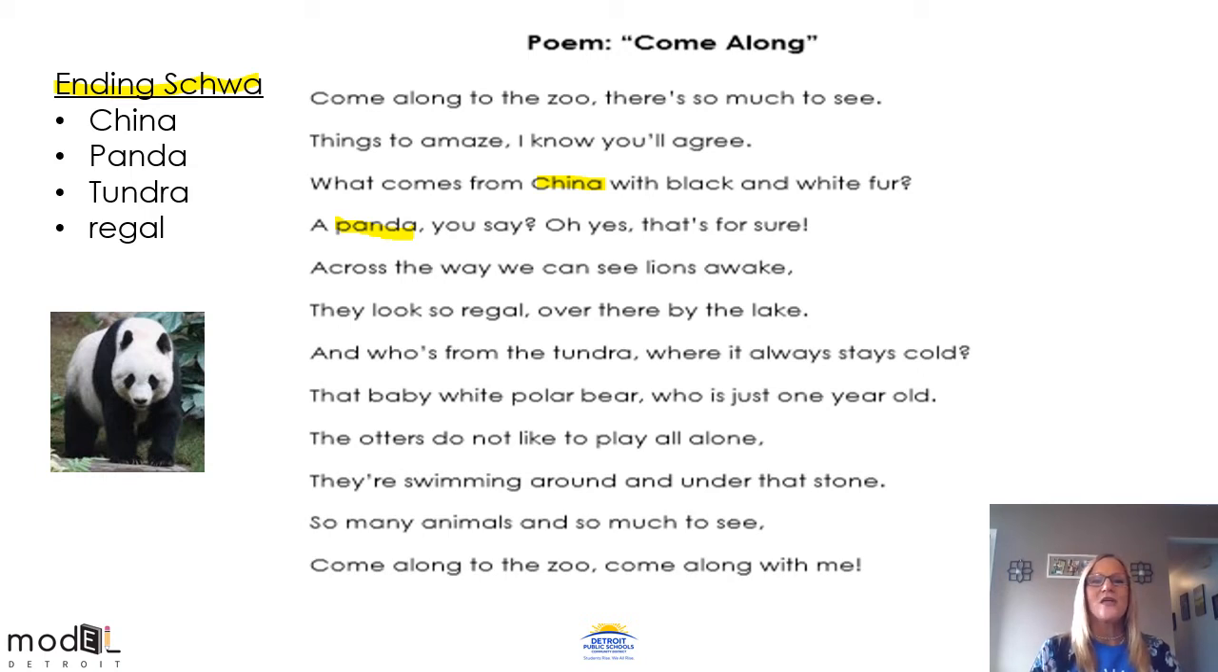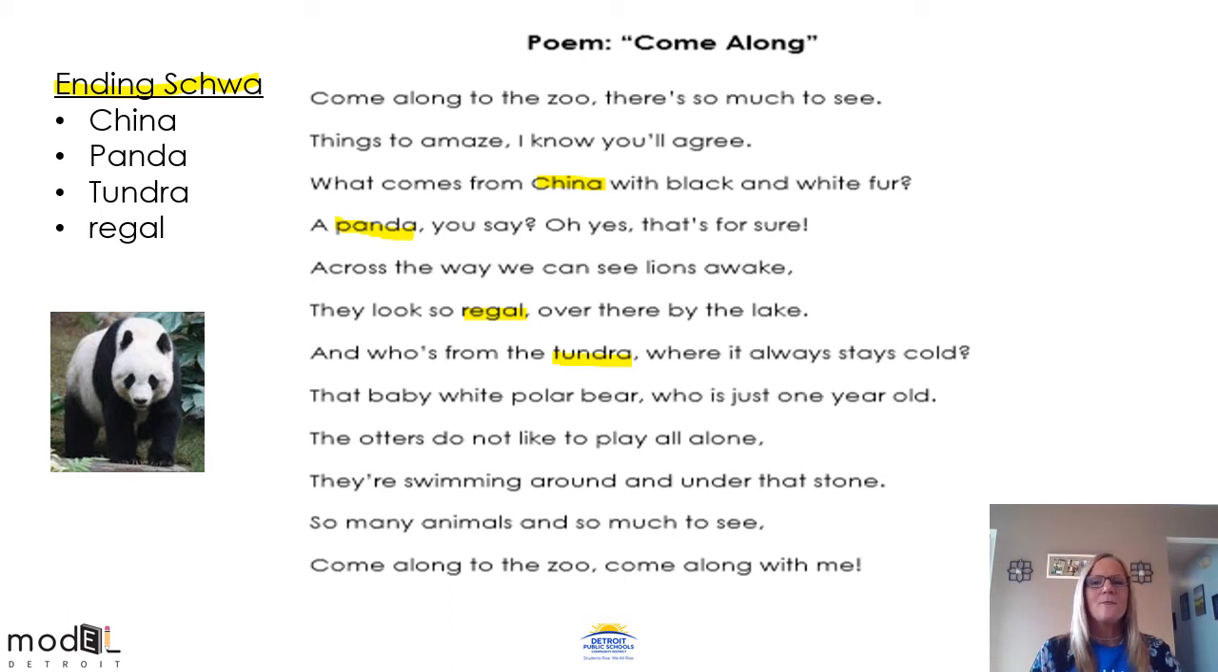Across the way, we can see lions awake. They look so regal, I hear it, over there by the lake. And who's from the tundra? There we hear it again, where it always stays cold.